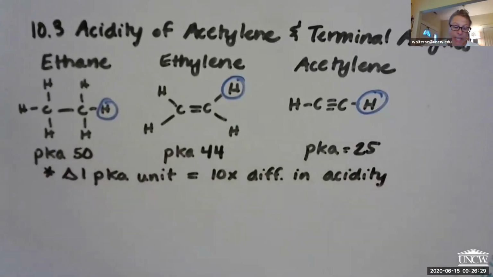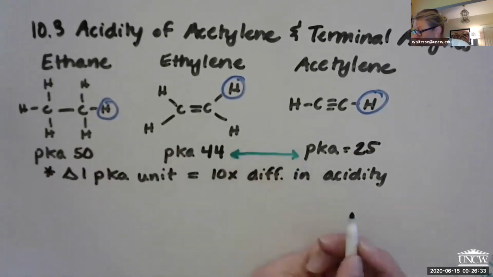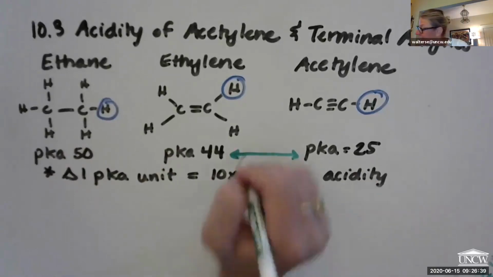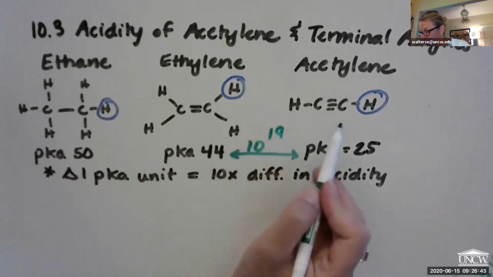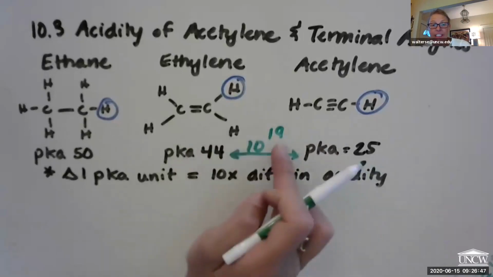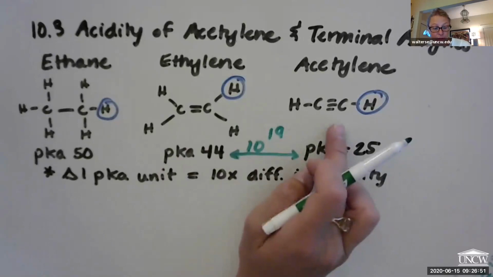Where that becomes really impressive is if you look here, because this is a difference of 19 pKa units. So that means that acetylene is 10 to the 19th times more acidic than ethylene. That's a massive number. So this becomes actually very, very useful.